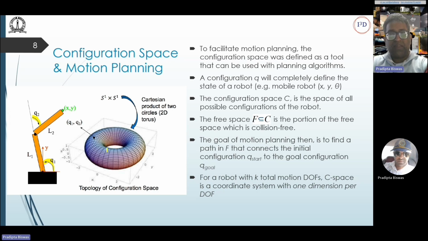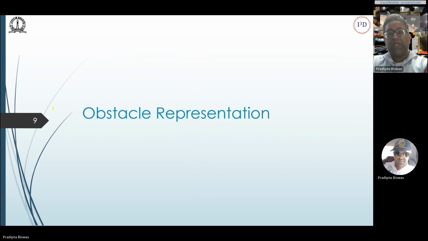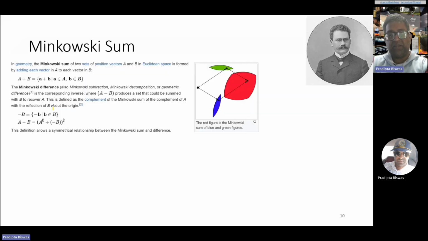And the robot can move only within a set of points on the surface of the torus. The inner and outer radius of the torus will be determined by the linkage lengths L1 and L2. And we'll look into further detail how we can also represent an obstacle on the surface of the torus, or the configuration space for this simple robotic arm, after a few slides. Now we will jump into the obstacle representation, which is the main topic of this lecture.